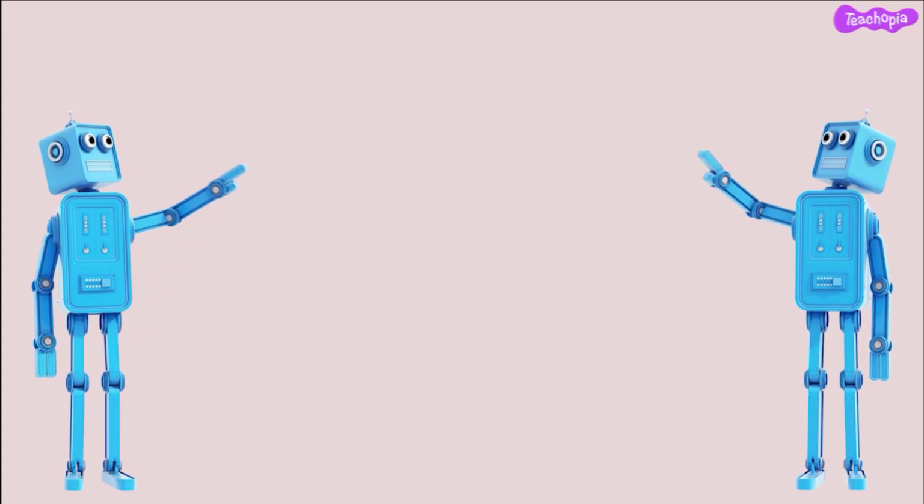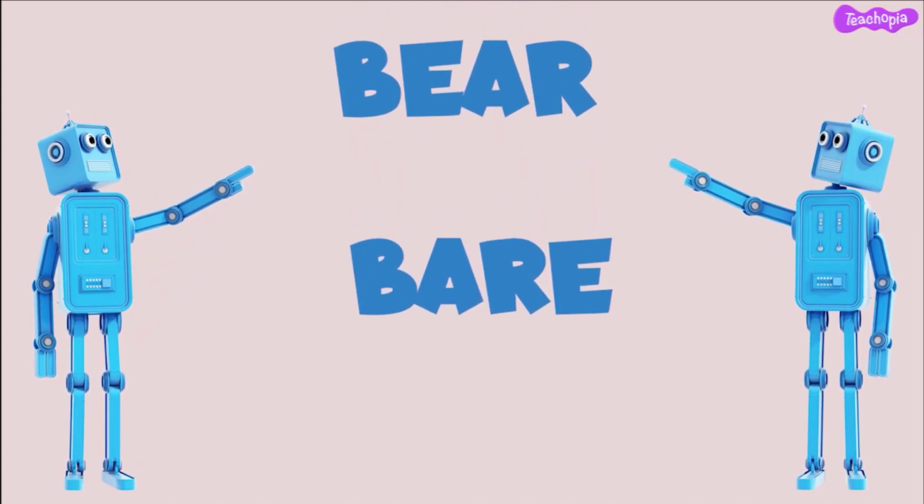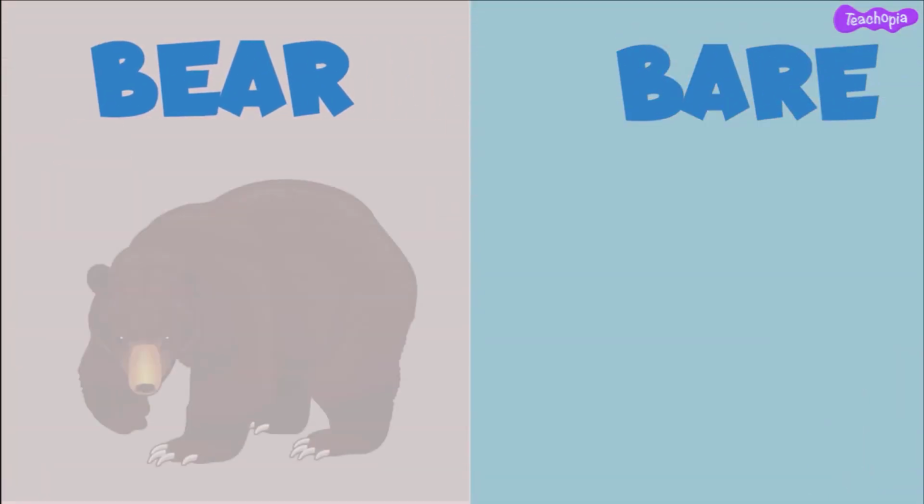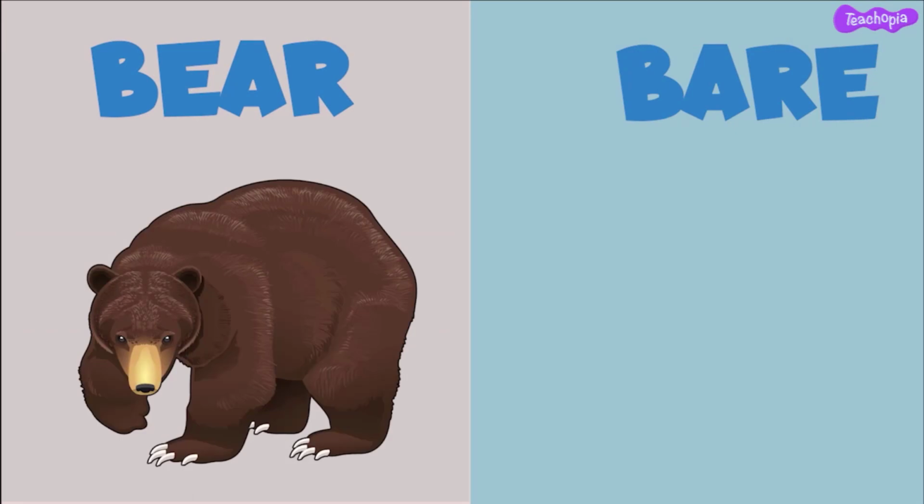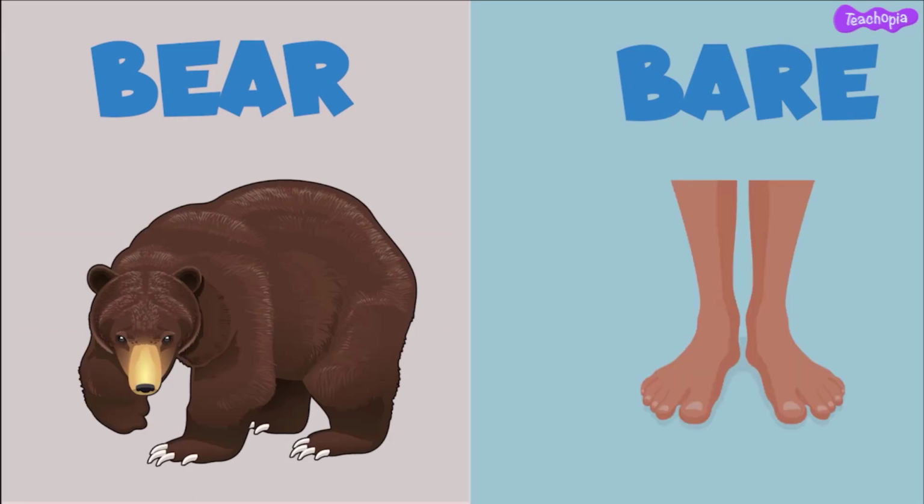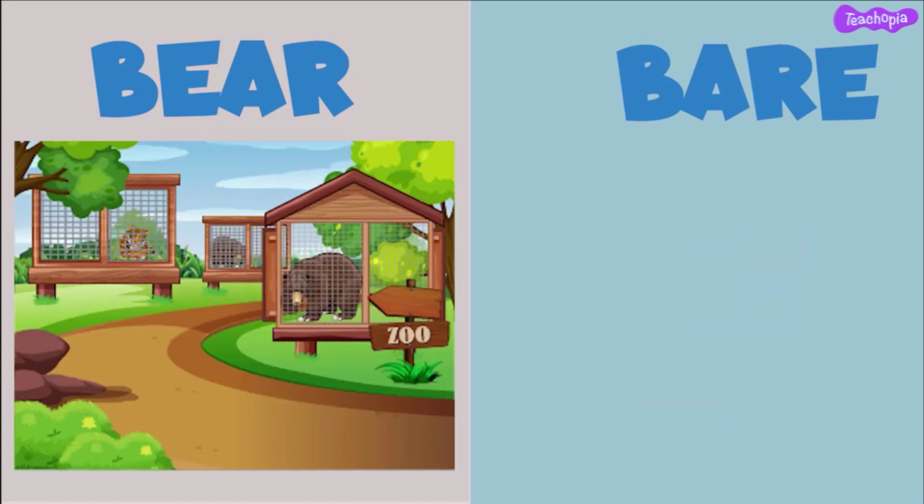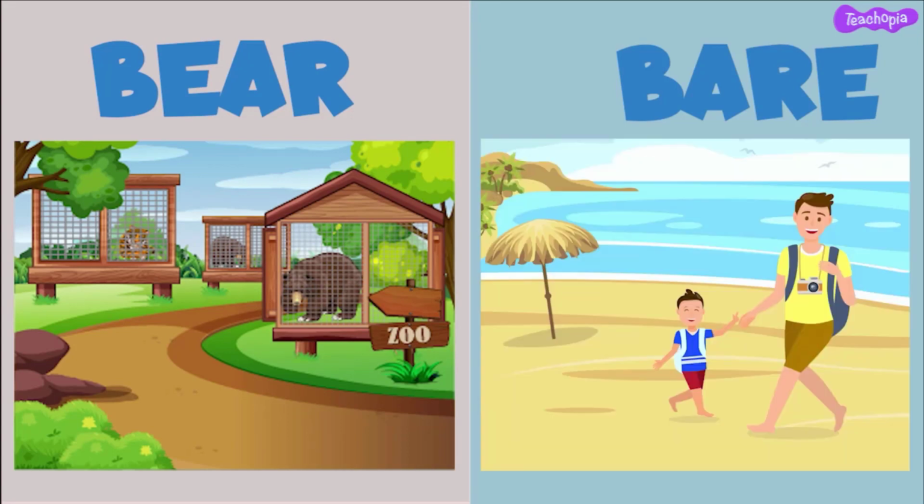Let's look at the words bear and bear. A bear is a large animal found in the wild, while bear means without covering or clothing. These words sound the same, but they have different meanings and spellings. How about we make sentences using both these words? We saw a bear in the zoo during our visit. The baby's feet were bare as she enjoyed walking on the sand.